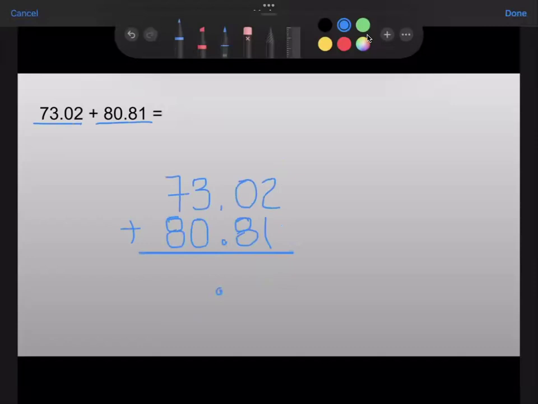So there's my 3 buttons. 2 plus 1 is 3. 0 plus 8 is 8. 3 plus 0 is 3. And 7 plus 8 is 15. So my final answer here would be 153.83.